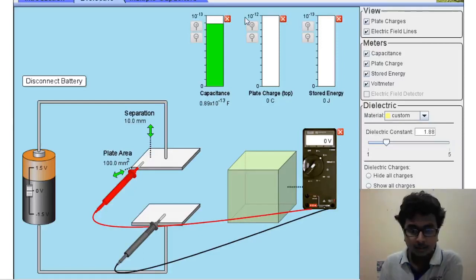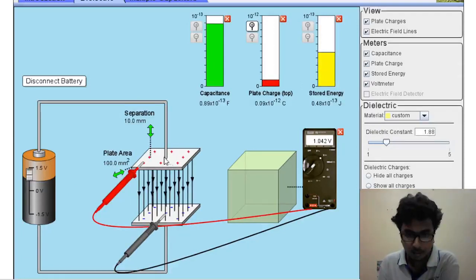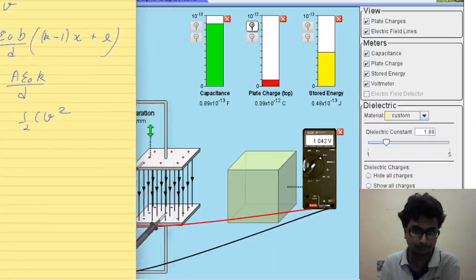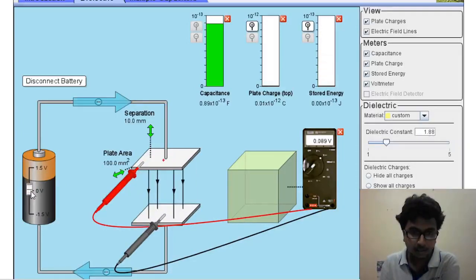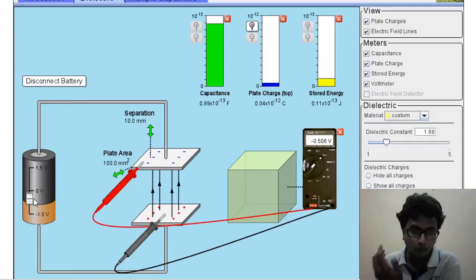So this is our default setup at present when no dielectric is inserted inside the capacitor. In this configuration, the value of the capacitance is 0.89 × 10^-13 farad. Now, as we increase the voltage from this battery, the charge appears on the capacitor, which follows the equation Q = CV as shown here. Now, when we reverse the polarity, the charge will show up in the opposite direction.